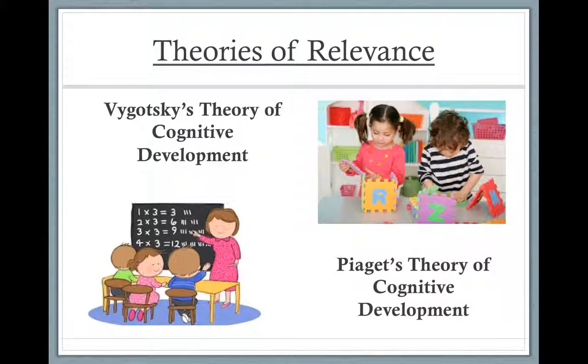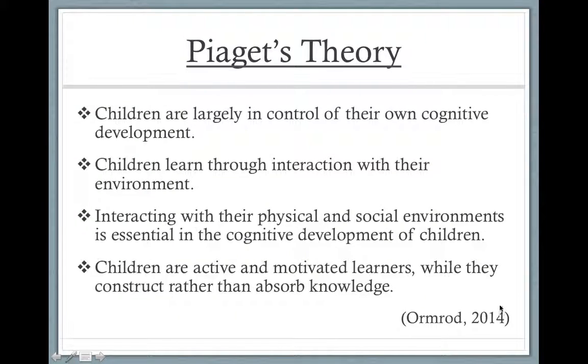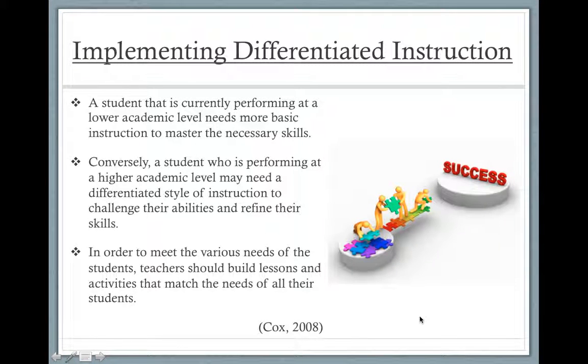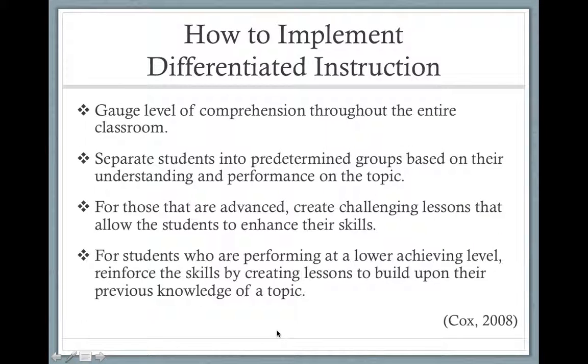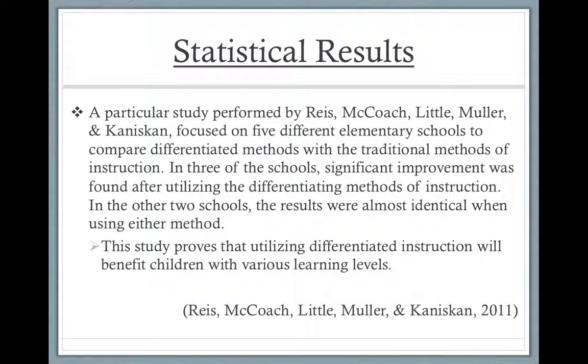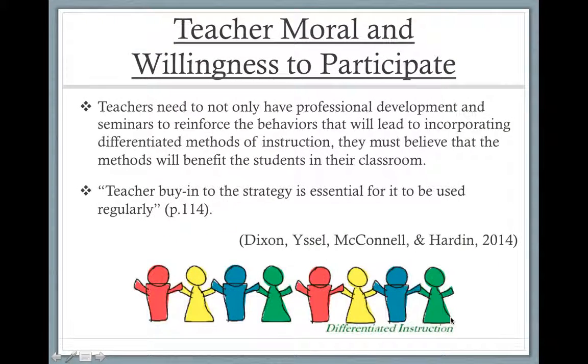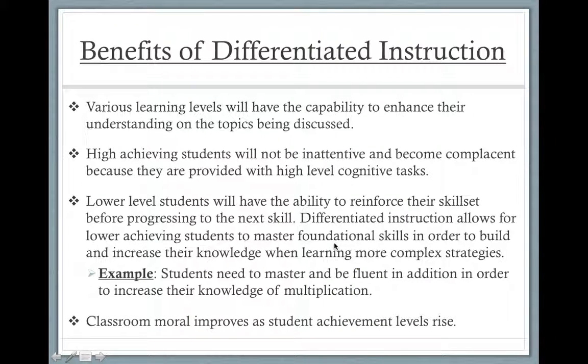She goes on to talk about the two different theories. There's Vygotsky's theory from the textbook, Piaget's theory from the textbook as well, and then talking about how to implement differentiated instruction, and this is from evidence-based practice here, or evidence-based research. Again, how to implement differentiated instruction, gauging and monitoring success, some statistical results from a study. Then, how can teachers effectively create differentiated lessons, which has to do with her second theme. And again, everything is cited. If you notice down here, her slides all have citations. And then some of the benefits of differentiated instruction.